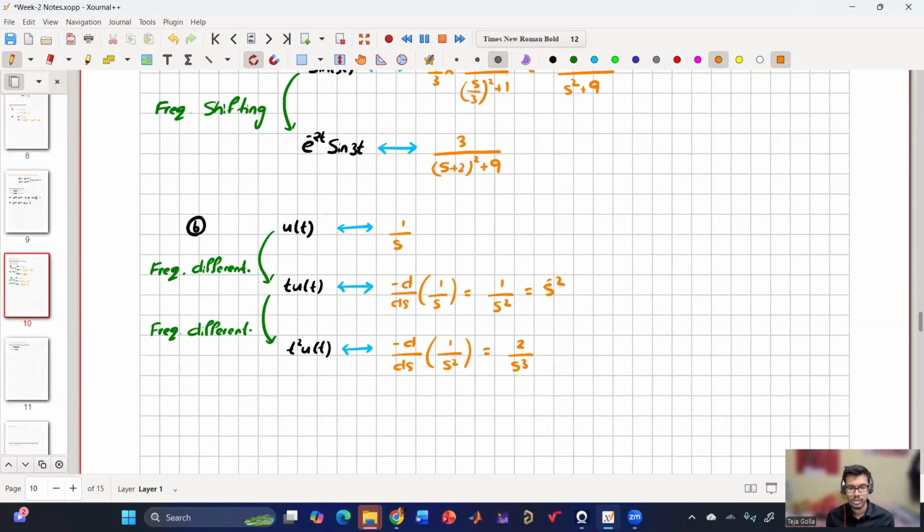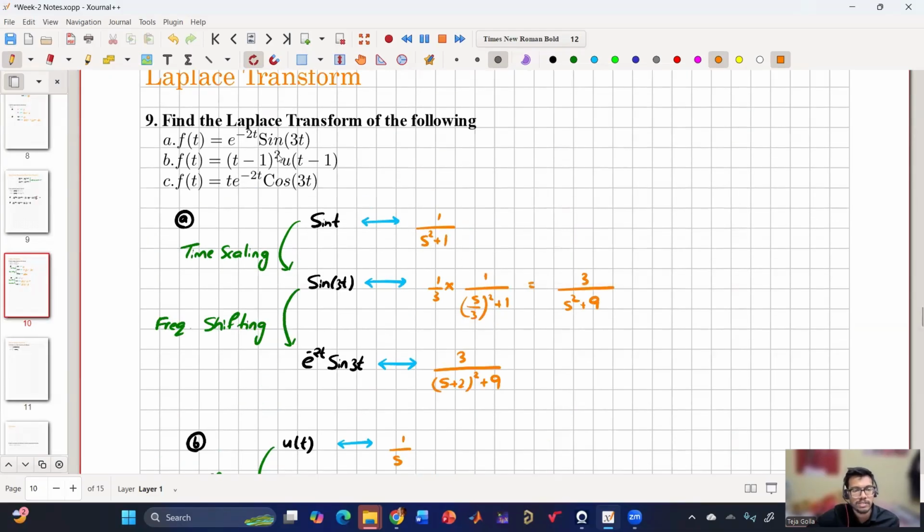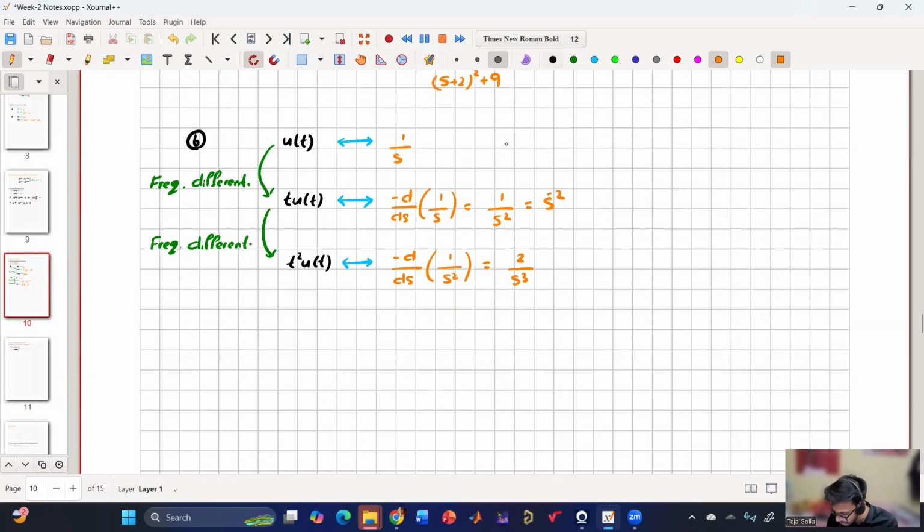Yes, sir. So now I'll go back. They have asked t minus 1 square u of t minus 1. So how am I going to get that? Which property will I be using? Time shifting. Very good. So what will be the Laplace transform of that?